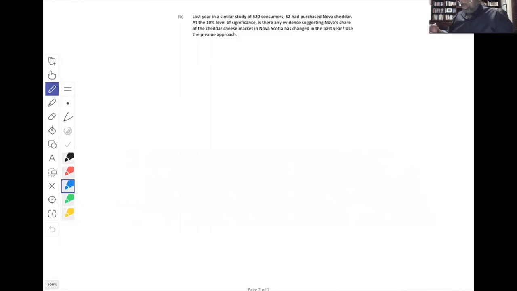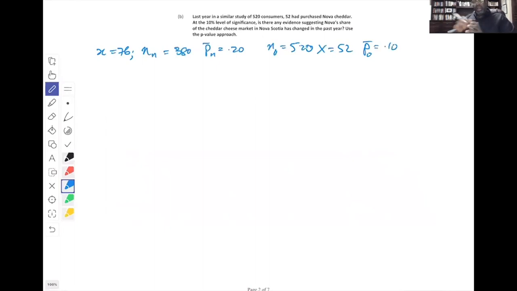So you could put down the following information. We could use new for this year, and old for last year. N new is 380, and P bar new was 0.20. X, the number of people who bought it, was 76. So the way in which we got the 20% was 76 over 380. Last year, N old, we had 520 people. X was 52, the number of people. And so therefore, P bar old is 10%. So that's the data that we have from this question.